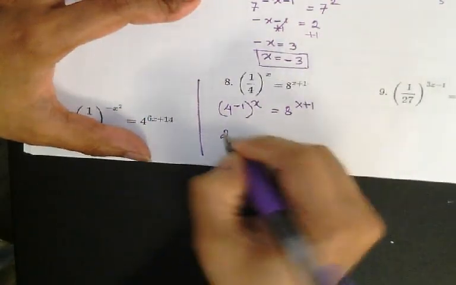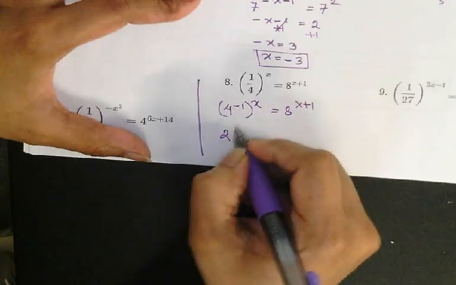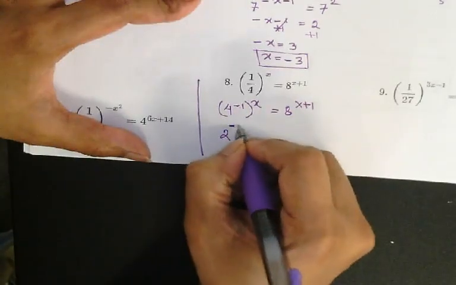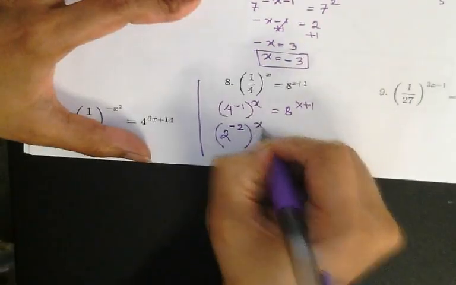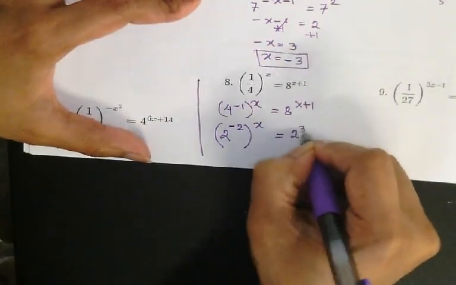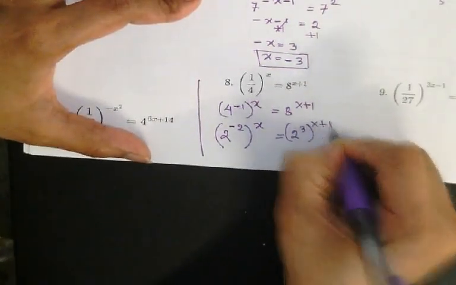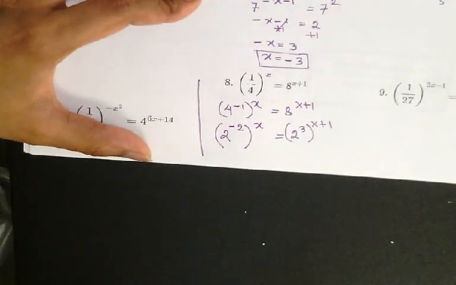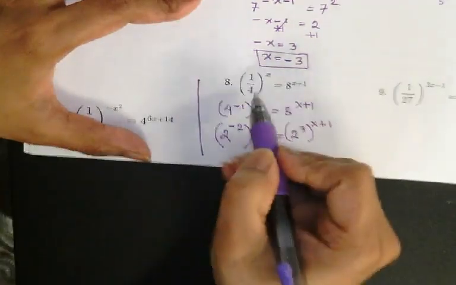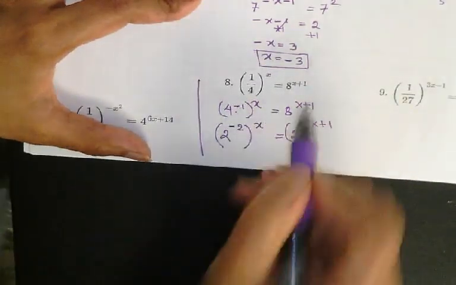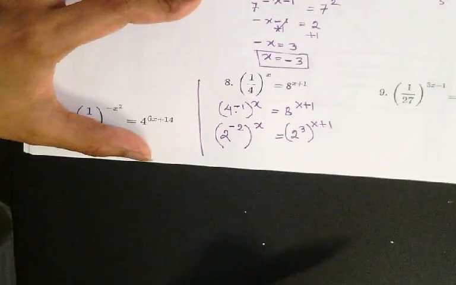So it's going to be 2 squared. I already have a negative 1, so it's going to become 2 to the power negative 2. And then x over here, and 2 cubed, x plus 1. Is everybody following how I got this negative 2? Because I already had a negative 1 over here, and I'm making a 2 squared, so I'm multiplying them. Are we good? All right.